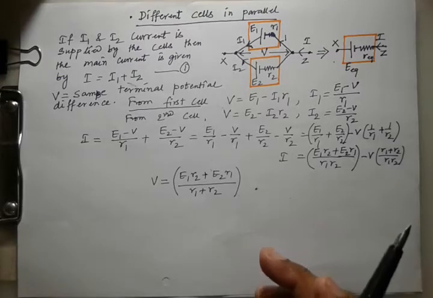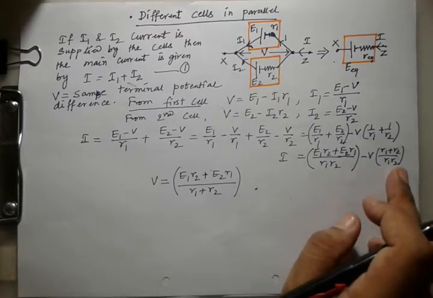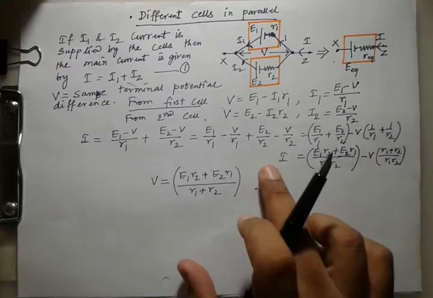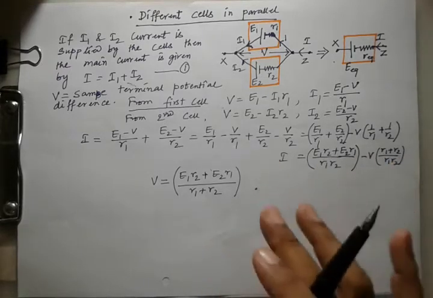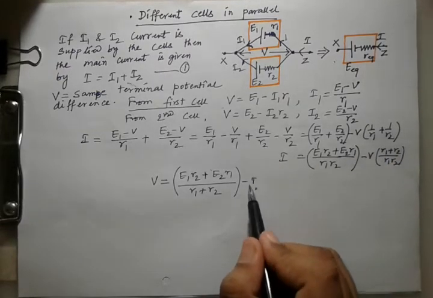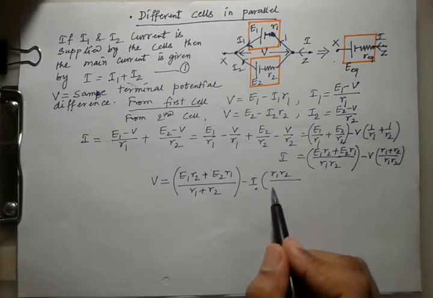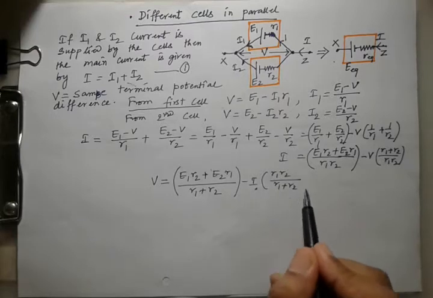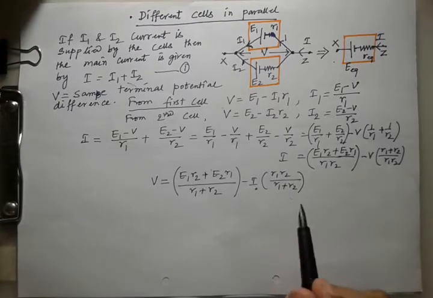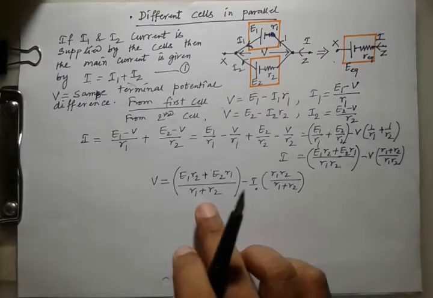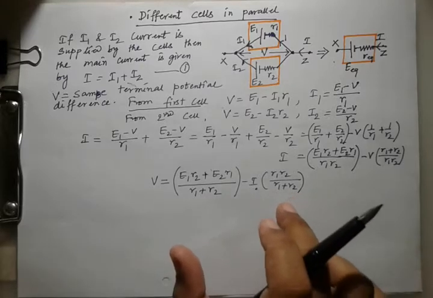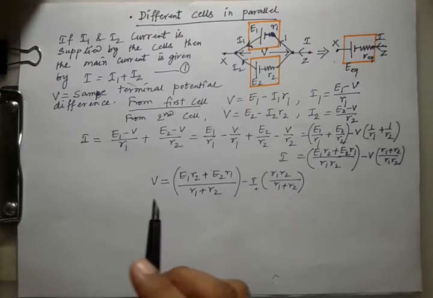Or also you can multiply with R1 and R2. So this R1 and R2 will get cancelled. So I will become R1 and R2. So this thing you can calculate from it. So my I R1 R2 by R1 plus R2. This is the thing. Now this is the equivalent EMF, and this is the equivalent internal resistance. So you can compare this one.